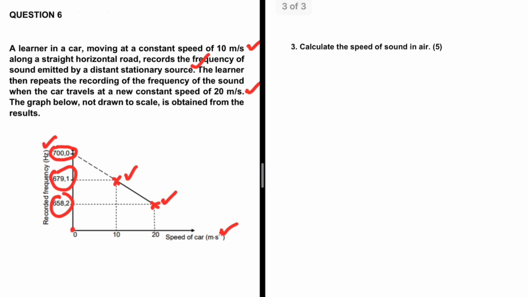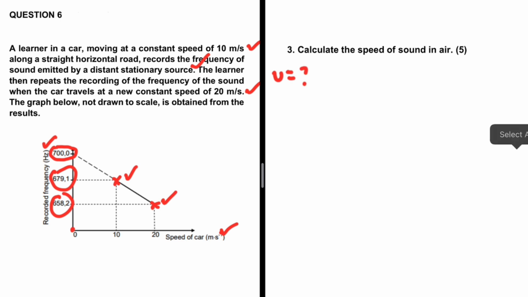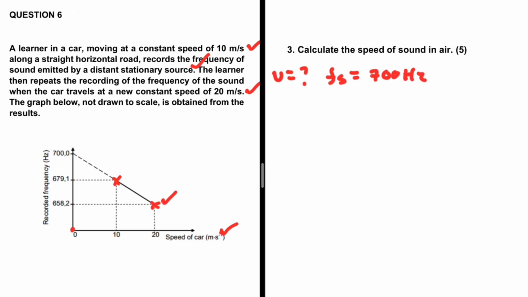Calculate the speed of sound in air. Right, calculate the speed of sound in air. So we know that we are looking for V. We know fully well that Fs is 700 Hz. That is the emitted frequency by the source as it is. And then what else do we have? Let's go ahead and take a look. So we have two data points we can use.